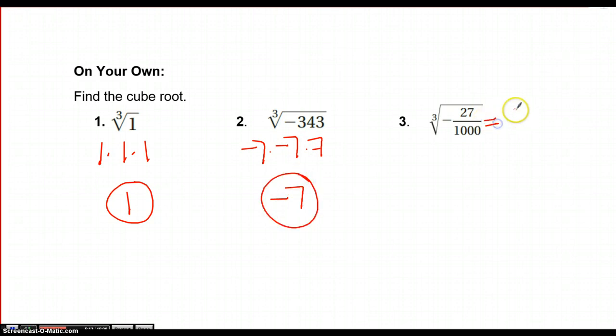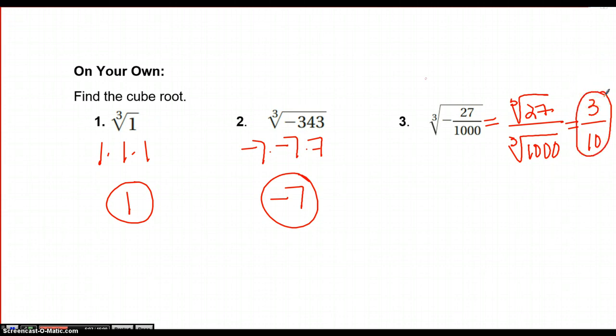And this one you need to split up again. So this would be the cube root of 27 over the cube root of 1,000. This would be one I would expect you to have memorized. The cube root of 27 is 3. The cube root of 1,000, this is another one I think you should be able to do, is 10. Okay, 10 times 10 times 10 is 1,000. So the answer to number 3 should be 3/10. I think this one you could do without a calculator, and number 1 you should be able to do without a calculator.